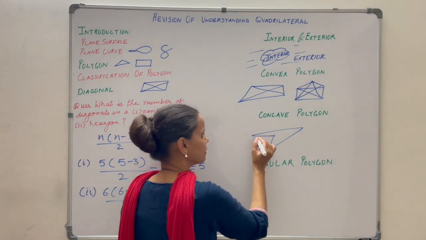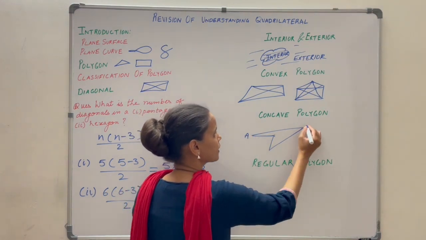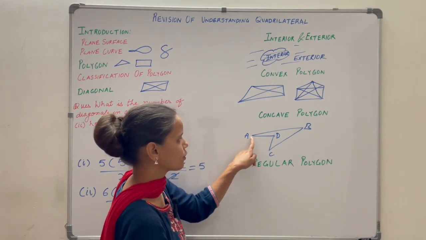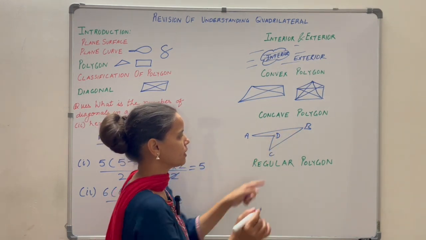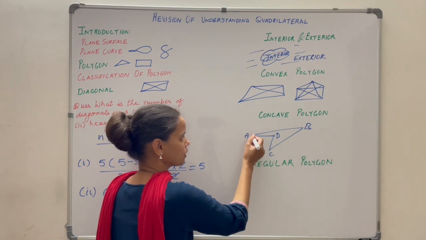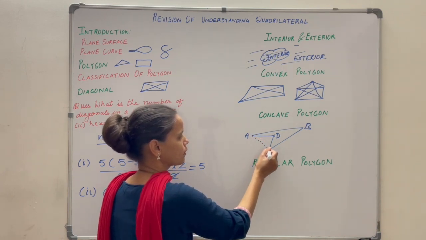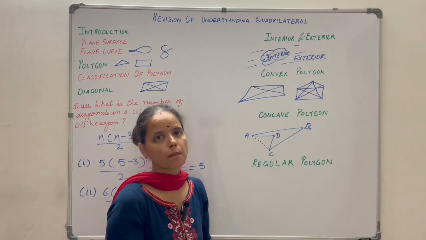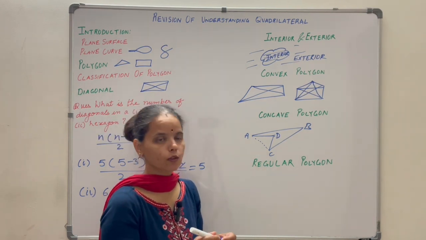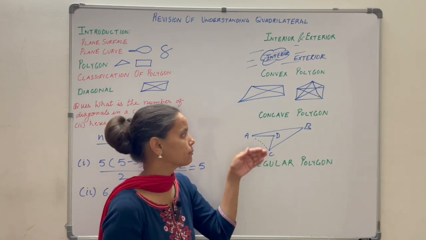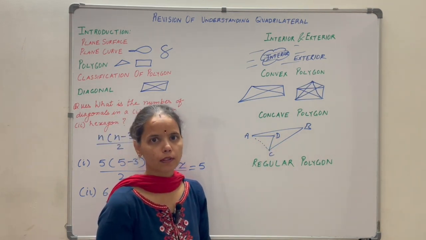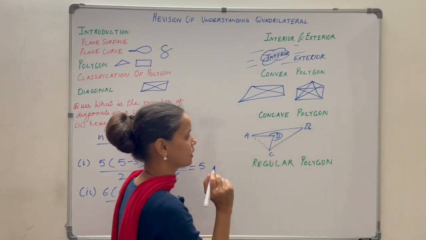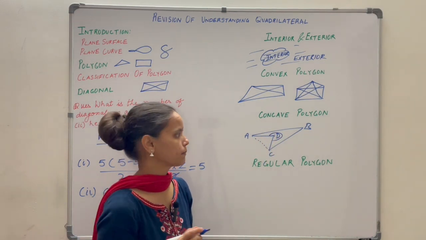This is the diagonal. If you say A, B, C, D, the consecutive points for A are D and B. Non-consecutive is C, so this is the diagonal. And you can see the whole diagonal lies outside. So this is an example of a concave polygon. In a concave polygon, one or more diagonals may lie outside the polygon, and one or more of the angles can be more than 180 degrees.